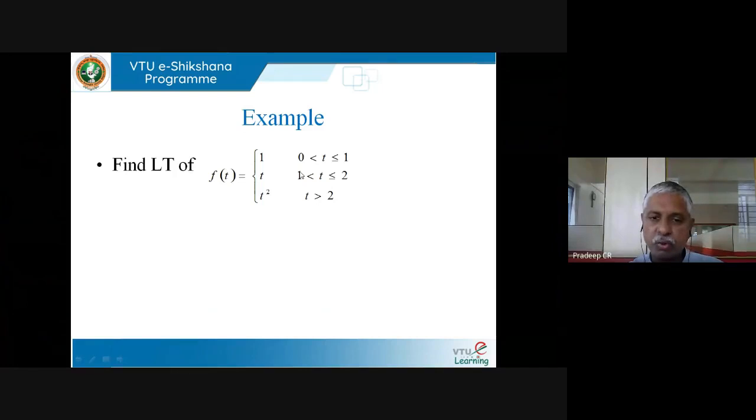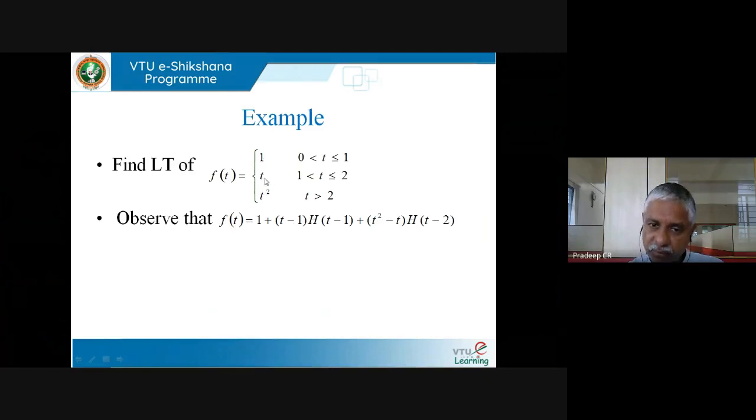So how do I do that? I showed you this, I told you orally. I will just continue from there. I will not prove this kind of thing. f of t is f1 plus (f2 minus f1). f2 is t and f1 is 1. So (t minus 1) h of t minus a, where a is 1, the first place where the function is changing. So t minus 1, plus (f3 minus f2), that is (t square minus t) into h of t minus 2. 2 is where I got this one. Observe this. What is this?